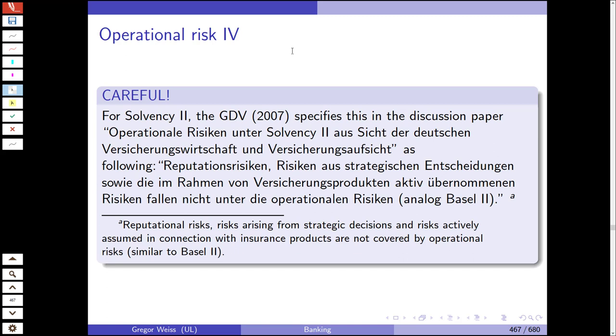Be careful. The definition in insurance is slightly different. This is, for example, done in Solvency II, which should be seen as the insurance equivalent of Basel II. And you can see operationelle Risiken unter Solvency II aus Sicht der deutschen Versicherungswirtschaft are defined as also including reputational risk, and risk of strategic decisions if they fall into the area of actively taking insurance products. They don't fall under operational risk, analogous to Basel II. In Basel II, this is open to debate. So when it comes to reputational risk and strategic risk, they might be included, they might also be excluded. Reputational risk is actually nowadays, due to efforts by the Basel Committee, but also the IAIS in insurance and BaFin, included in operational risk. Okay.